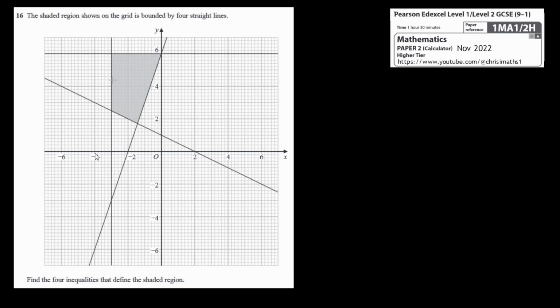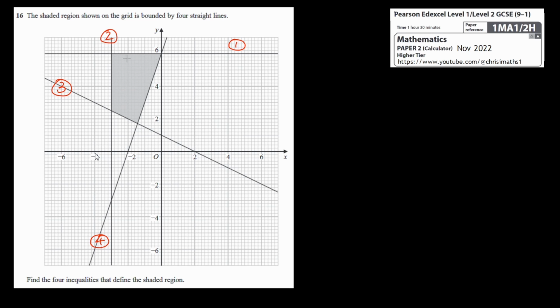Question 16 gives us a shaded area between various lines. Now, normally we have to create that shaded area, but this time we have to define it by finding out what the lines are. This question is slightly vague as to the area that we want is bounded by 4 straight lines. It doesn't quite make it clear.